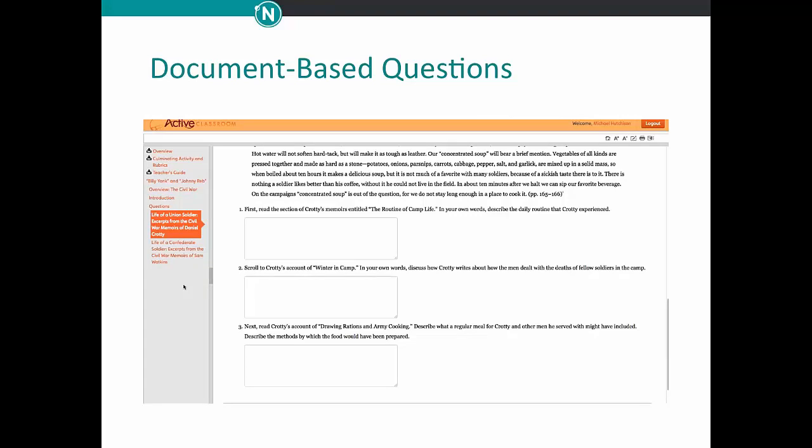So there's all kinds of different things here. So the kids can compare and contrast, they can interpret. So these are things that I think we really want our kids to understand and do.